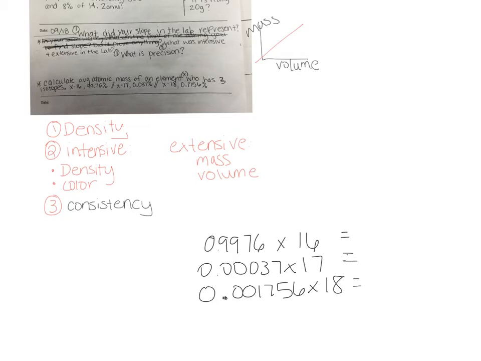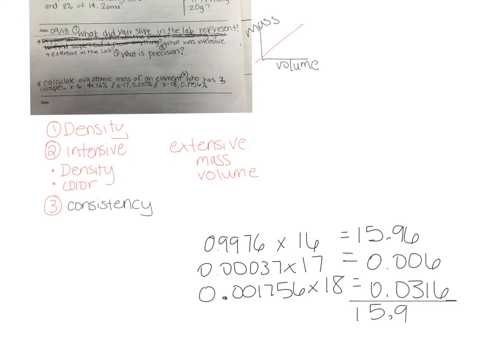And once you got those, you threw them together. You should have had 15.96 for this one, 0.006 for this, and 0.0316 for this one. Total giving you 15.998. And that was your answer. Okay? So you do not lose this skill. I am asking this again. Okay? Are there any questions on how to do this?